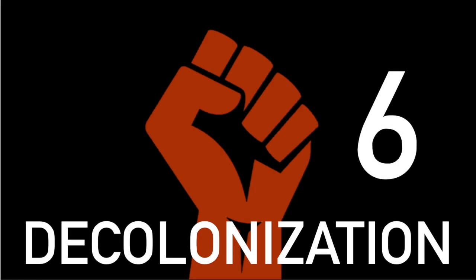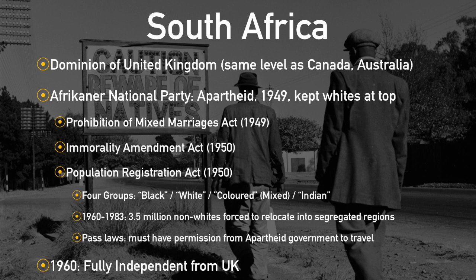Switch gears and talk about South African independence. South Africa existed from 1910 as a dominion of Great Britain, meaning it was about the same level of independence as Canada or Australia. Even though it was independent, the native Africans were still colonized through the system of apartheid.